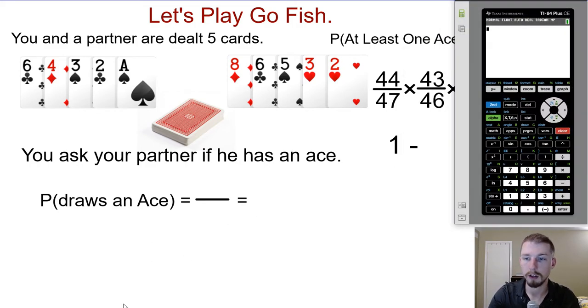So when we put this in the calculator, there's 2 ways you can do it. This might be the best way. So I'm going to put it in as a fraction first.